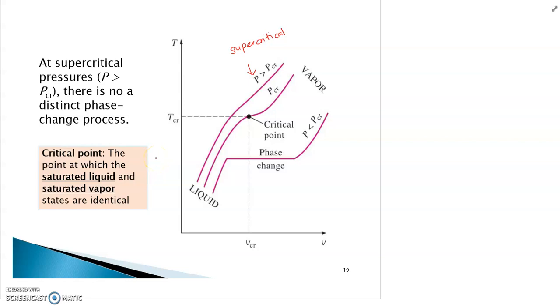Okay, let's continue. So what happens if you deal with a pressure that is higher than your critical pressure? That pressure is called supercritical pressure, and here there is no distinct phase change process, as we cannot identify when exactly a phase change occurs. At all times when you deal with supercritical pressure, you will be at only one phase, which is the vapor phase.